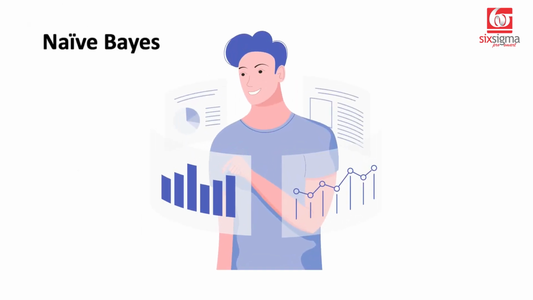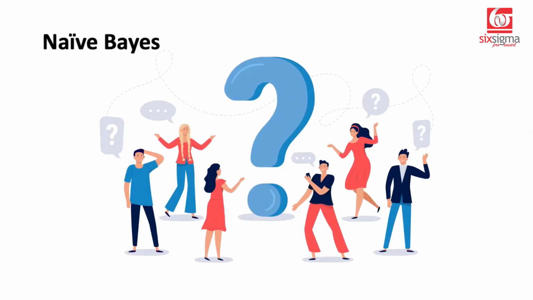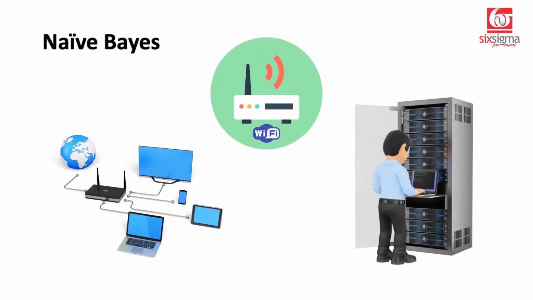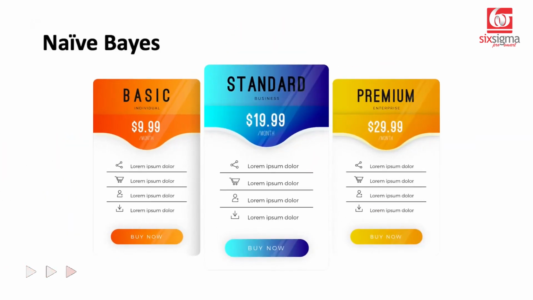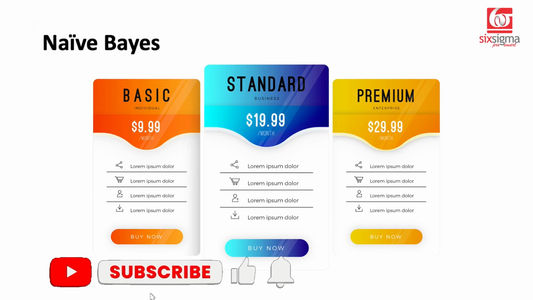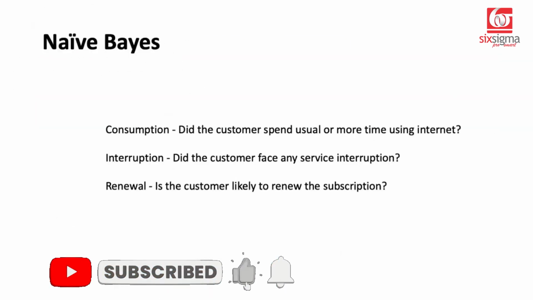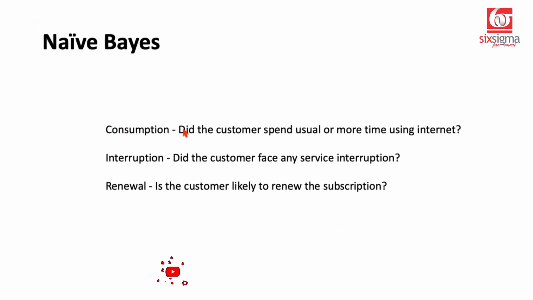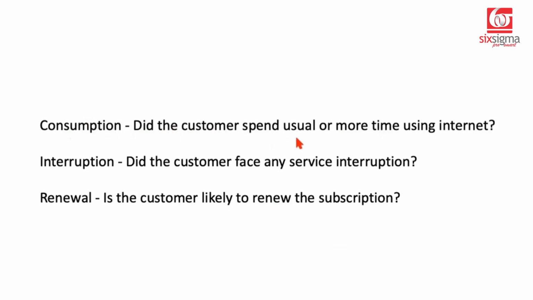We will start our discussion by considering a problem. So let's say we are trying to help an internet service provider. And at most of the places, the internet services are provided on a subscription basis. So we have a couple of fields which talk about consumption. And we've captured this in the form of a yes or no. So did the customer spend usual or more time using internet? So this is some kind of a time measure which is indicating the consumption of internet.